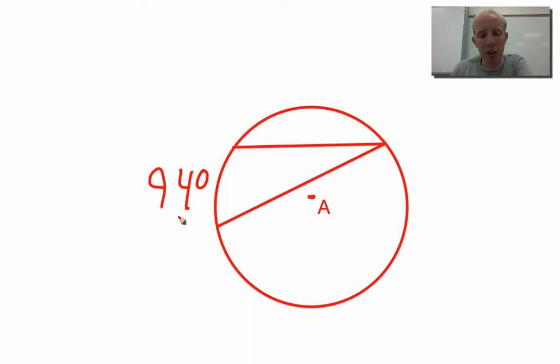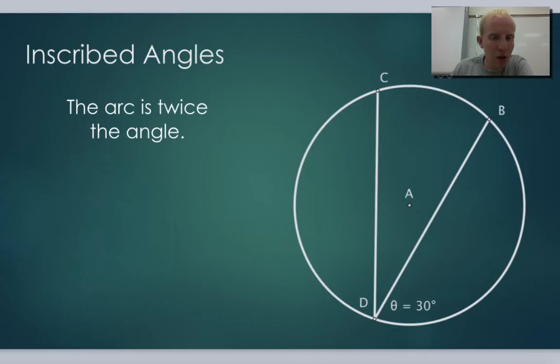So you take this arc divided by 2, that's going to give you 47. That means this inscribed angle right here is only 47 degrees. So that 47 degree angle represents a 94 degree arc on the edge of the circle. Again, for inscribed angles, the arc is going to be twice as much as the angle.